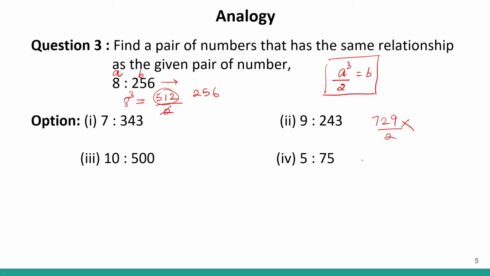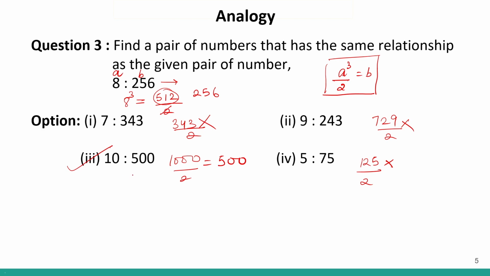Correct? 5 cube is how much? 125. It is not divisible by 2. 10 cube is how much? 10 cube is 1000. Can I divide it by 2? Yes, I will get 500. So this is the answer. For 7 also, 7 cube is 343. Is it divisible by 2? No.